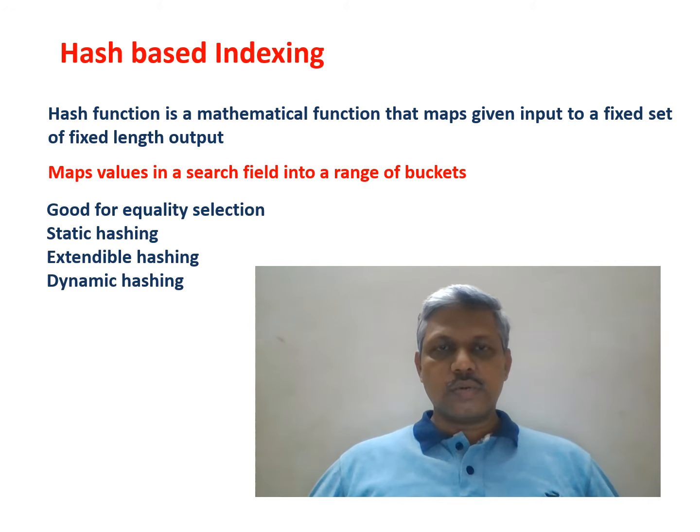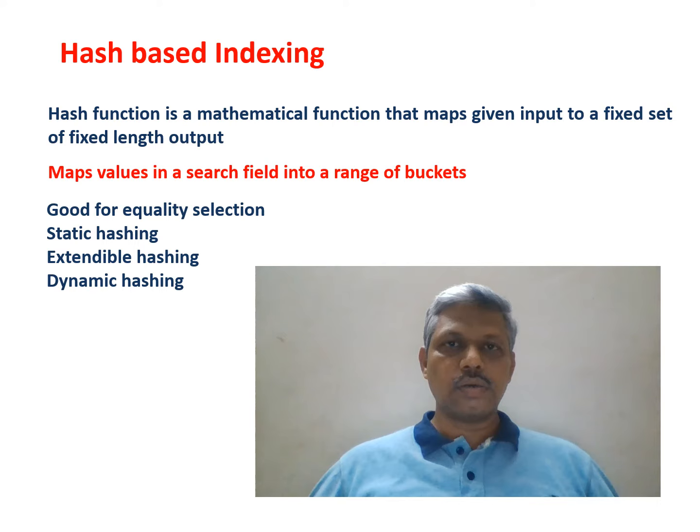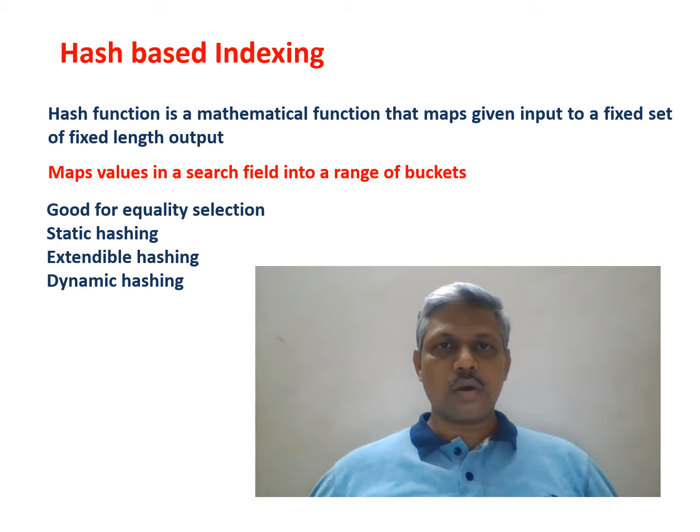In the previous lecture, we talked about indexes built based on B plus tree concepts. In this lecture, we talk about indexes built based on hash functions. A hash function is basically a mathematical function which takes the input and gives a fixed length output. The set of values that the hash function gives is also a fixed set. So a fixed set of fixed length output is given for a given input.